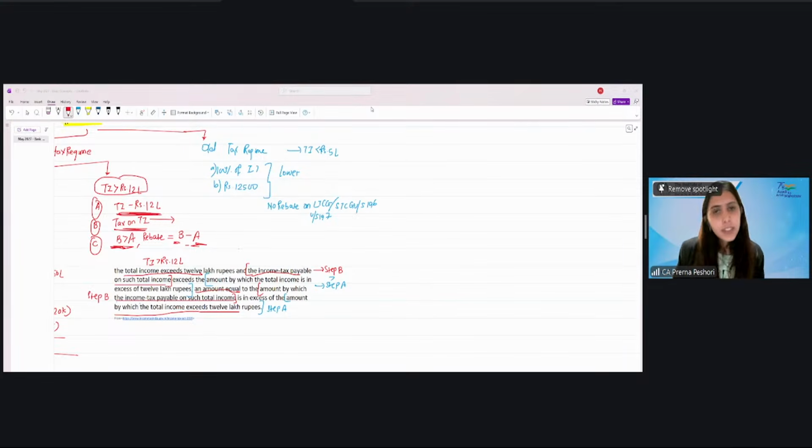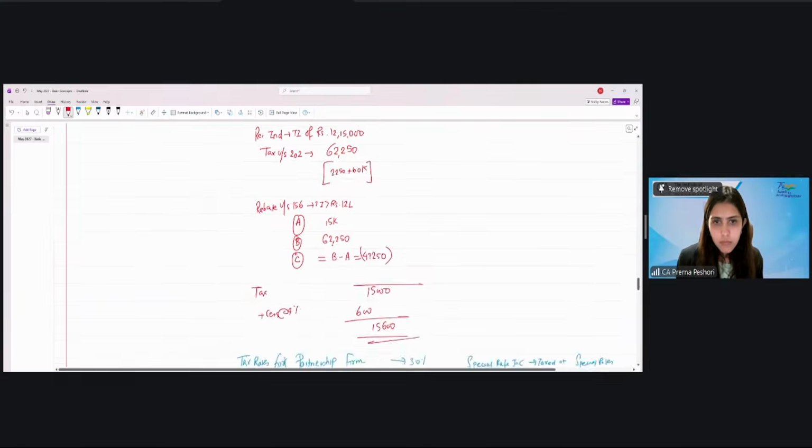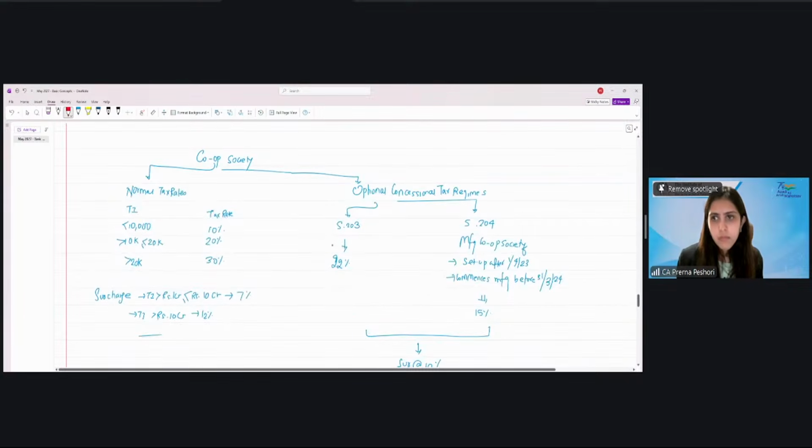Ma'am, with regards to the cooperative society tax rates which you were explaining, there was a minor lag where under section 203 you were saying 22%, and then you were explaining something that I missed because of the lag. Sure. So 203 is 22%. 204 is for the manufacturing cooperative societies which have been set up after 1st April 23 but commence manufacturing before 31st March 24. For them it is 15%.